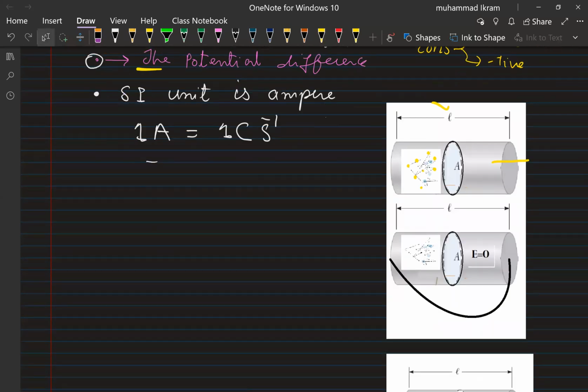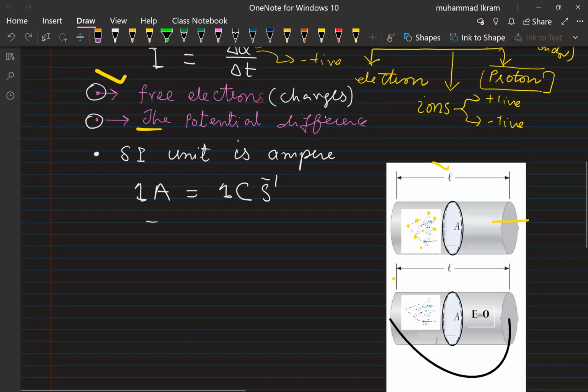Now, even if you connect the two ends of the conductor, the end A and the end B, directly through a metallic wire, we still do not have any current. Why? Because the electric field inside the conductor is still zero. Why is it zero? Because every point inside the conductor is at the same potential. So there is no potential difference across the ends A and B, or the ends X and Y, of the conductor. So we do not expect any current.